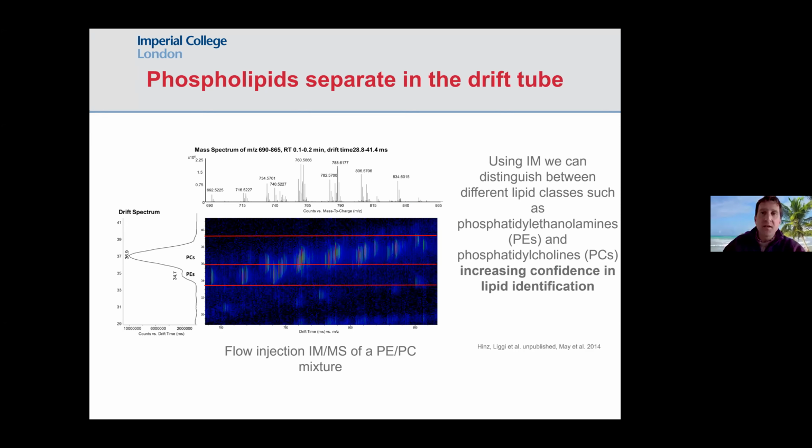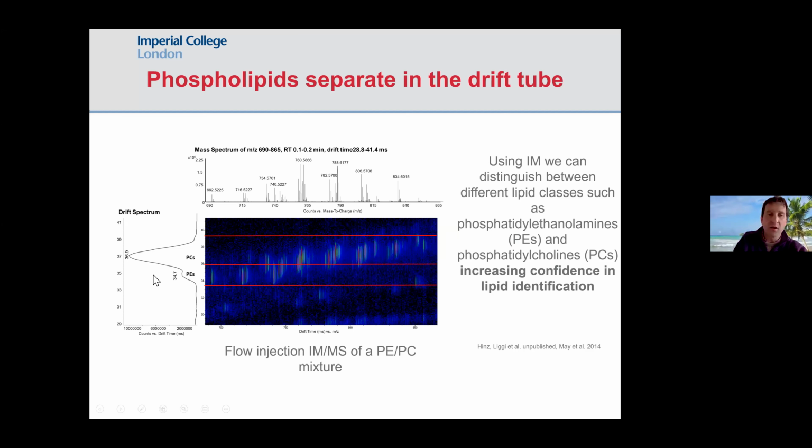Phospholipids are great for separating out phosphatidylethanolamines and phosphatidylcholines. Just to show you here, this is our drift spectrum. Some people call them mobilograms as well. And we've got a phosphatidylcholine over here and a phosphatidylethanolamine. And you can see that we can nicely begin to separate this out by mobility. I'll show you a nicer example in a moment of where that was really important.